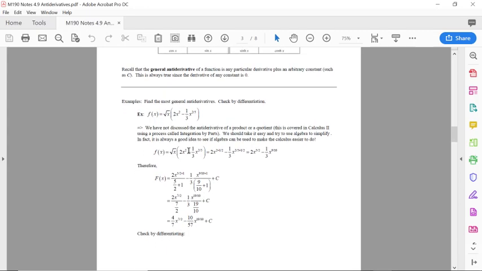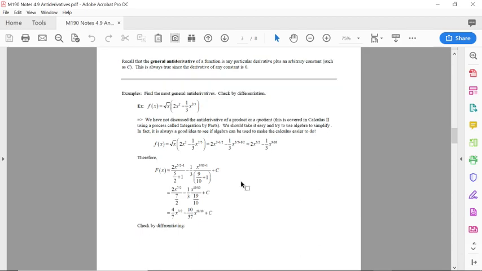All right, so I've distributed the square root of x. I've rewritten the two terms as power functions, and then we have reversed the power rule. Again, we have x to the n functions here, where n is not -1. So what do we do? Add 1 to the exponent, and then divide by the new exponent, in both of these terms.